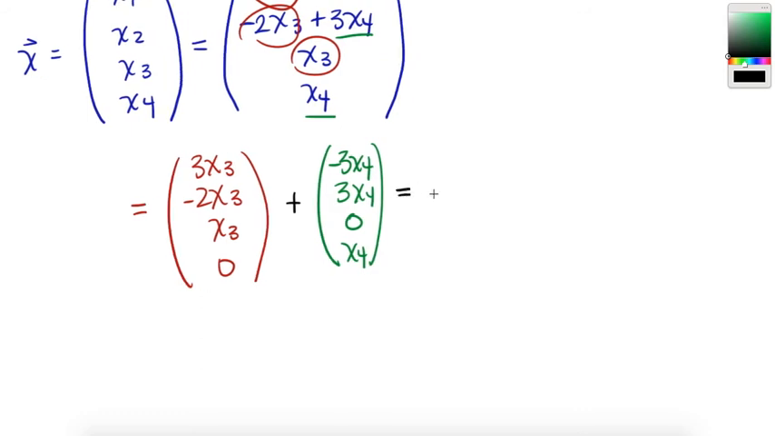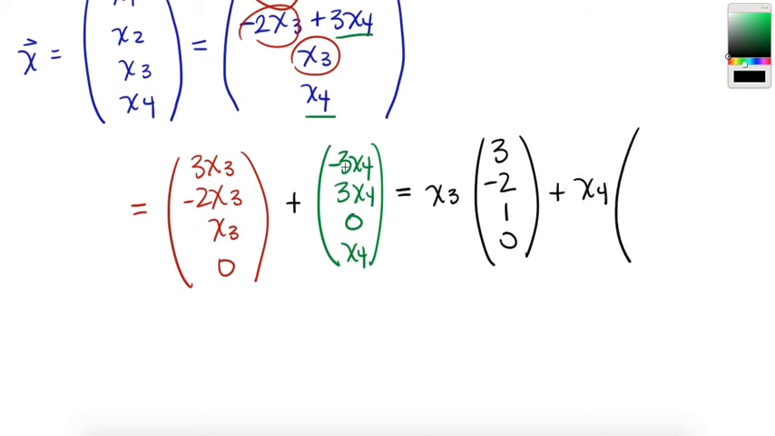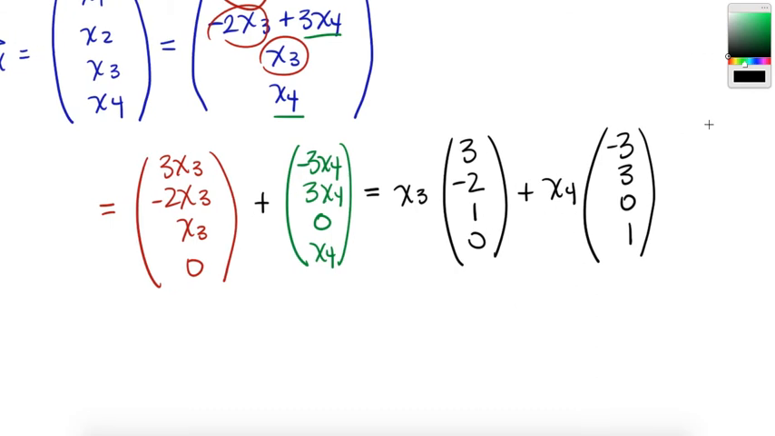Okay, so now you get that x3 out front, and what's left is exactly the constants that were in there. So 3, negative 2, 1, 0. Factor the x4 out as a scalar, negative 3, 3, 0, and 1. 3301. That's our course number. Yay.